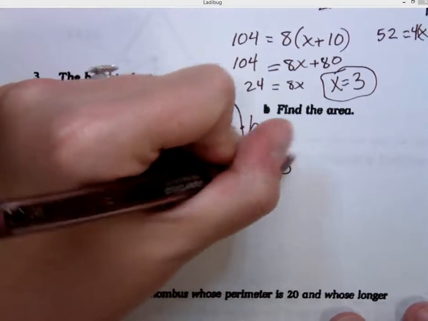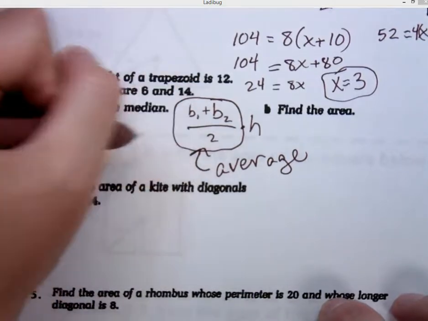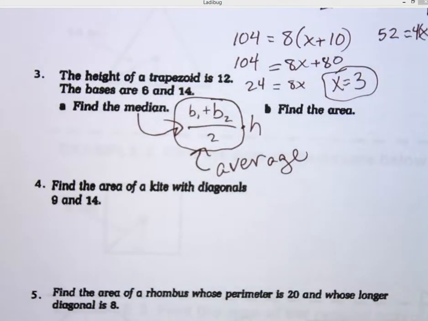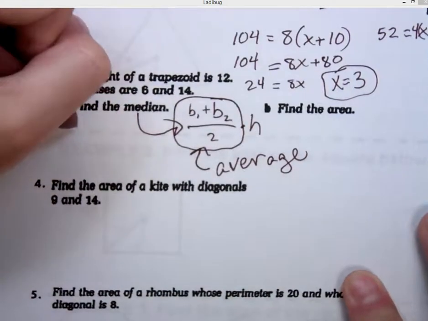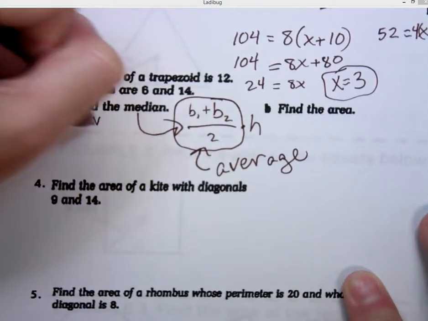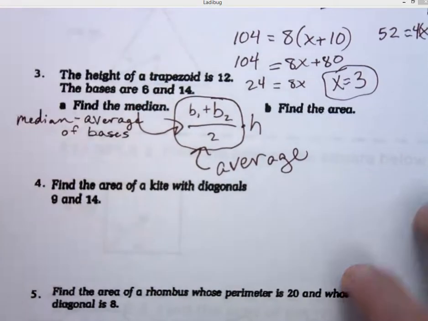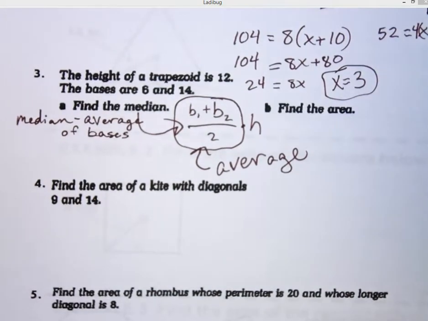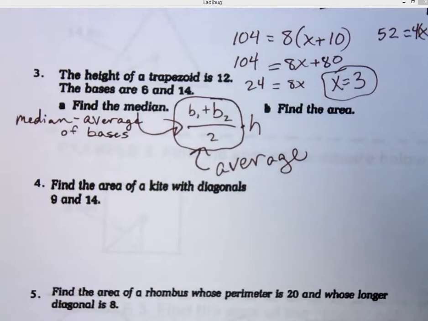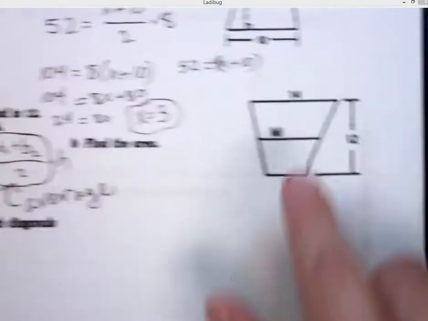So, okay. Average. Right there. That's the average, and that is what the median is. They're the same thing. The median is the average of the bases. That's all you got to do. So you're kind of taking the first part of the trapezoid formula, just leaving out the height. So if we want to find the median, we have to find the average of the bases in this particular problem.